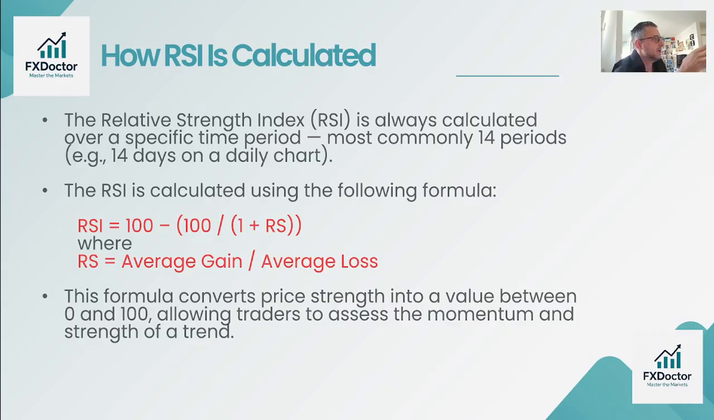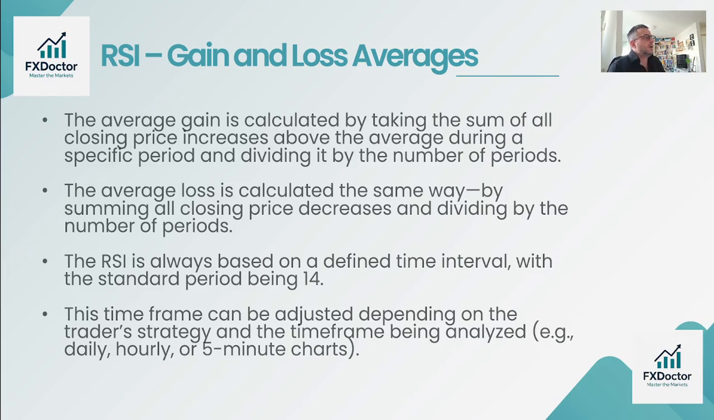RSI is calculated, okay, this is a formula. This formula converts price strength into a value between 0 and 100, allowing traders to assess the momentum and strength of trend. Average gain is calculated by taking the sum of all closing price increases above the average during a specific period and dividing it by the number of periods. Okay, you can read this. Doesn't matter, what is important is this.